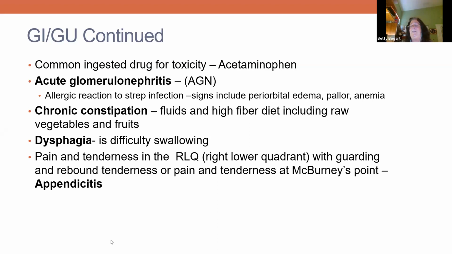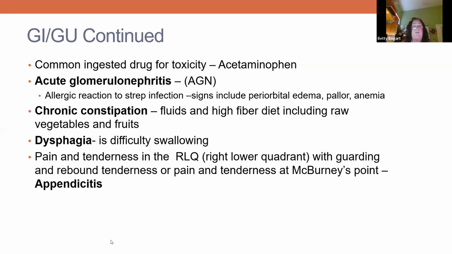Chronic constipation. Kids, many of them are constipated. I tell my class, constipation is one thing a child can control. And many times there's psychosocial issues going on in the house and they hold their stool to get attention. But how do we treat a normal child with constipation? Well, always increase fluids, increase fiber, and it's raw fruits and vegetables, not cooked. That takes away the fiber, so raw vegetables and fruit.